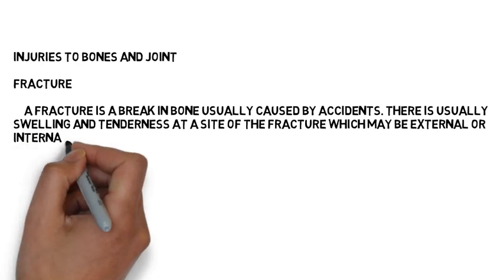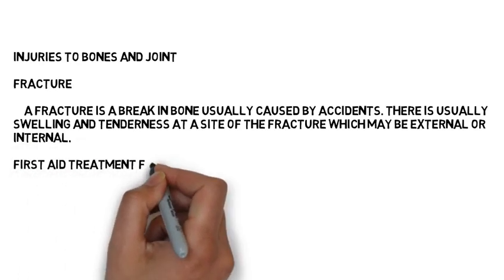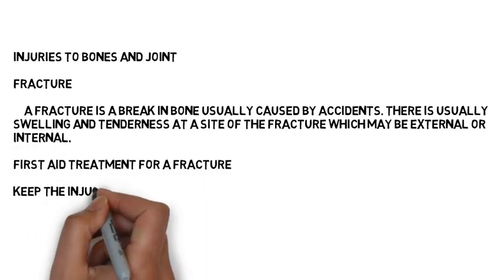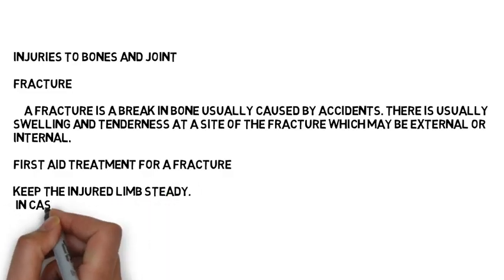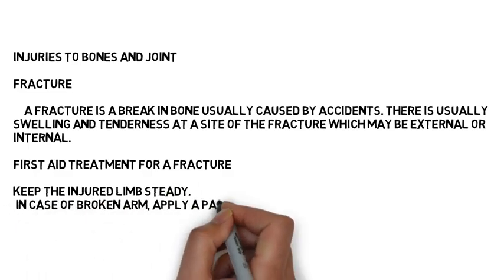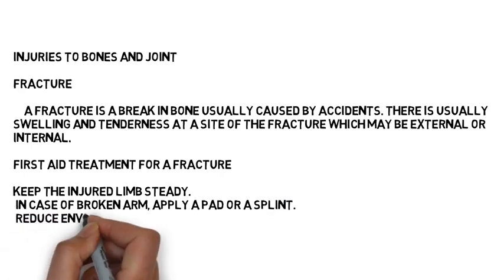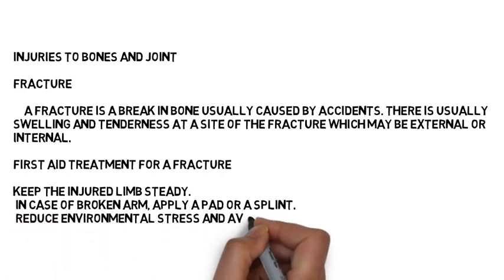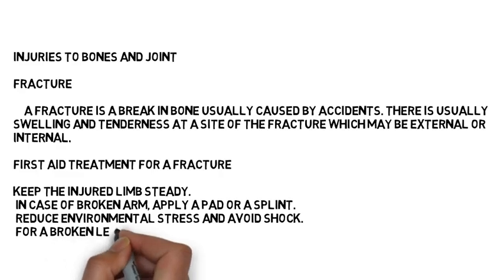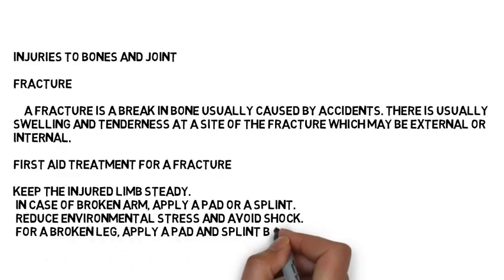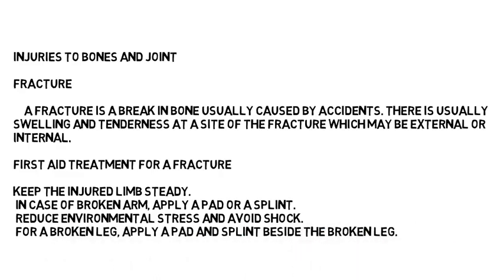First aid treatment for a fracture. 1. Keep the injured limb steady. 2. In case of a broken arm, apply a pad or a splint. 3. Reduce environmental stress and avoid shock. 4. For a broken leg, apply a pad and splint beside the broken leg.